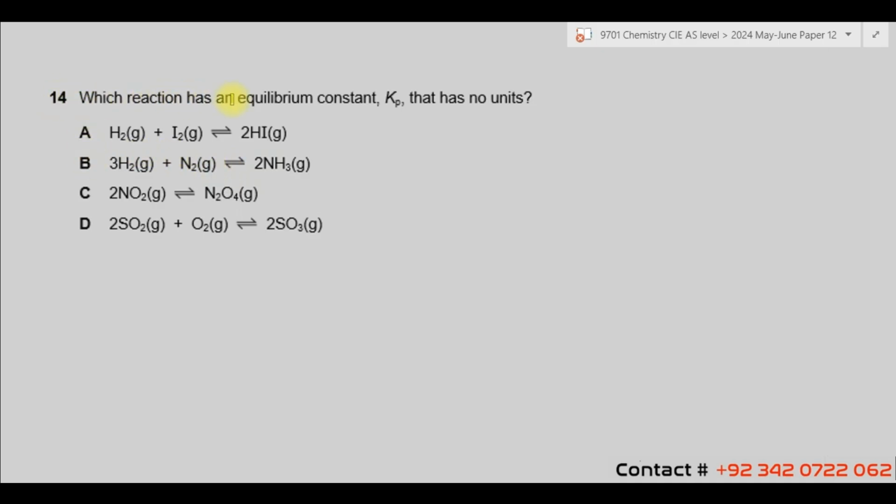Question 14, which reaction has an equilibrium constant Kp that has no units? Now Kp for any reaction can be written like this. Kp is equal to the pressure of products divided by the pressure of reactants. Pressure is given in pascals. So if we have equal pascals for reactants and products, they will cancel out and there will be no unit.